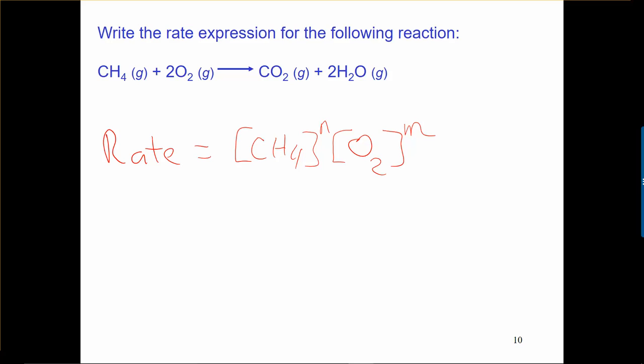We don't use the coefficients, and I want you to understand that because you're going to get confused when we get into equilibrium, when we start using the exponents as our coefficients. But we don't in rate. You have to be told what the order is, or you have to determine it from experimental data, which you will do. We'll do some examples where you determine these from experimental data. But that's how you would write these. Oh, I'm sorry, I forgot the rate constant. You have to have the rate constant. Rate equals the rate constant times the concentration of methane times the concentration of oxygen, raised to the orders n and m, whatever those are. You have to determine it from experimental data, or you have to be told what they are. You can't just look at the coefficients.